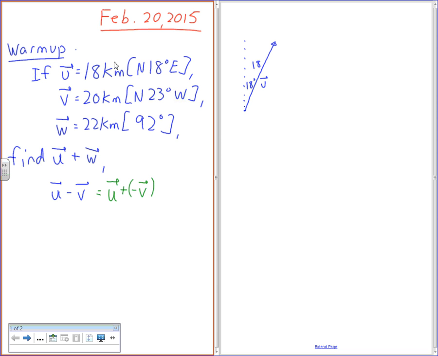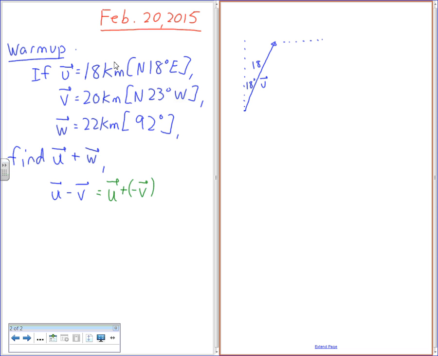Okay, so now I'm going to add that to w. Now, where's w going to start? I have to make sure this is clear. Where's w going to start? Yeah, from the top of this one. Okay, now this is very, very important. You're going to begin from right here. So I'm going to go 92 degrees, which is going to be east 2 degrees south. And that's going to be 22. Okay, so this right here is going to be u plus v, or u plus w, sorry.